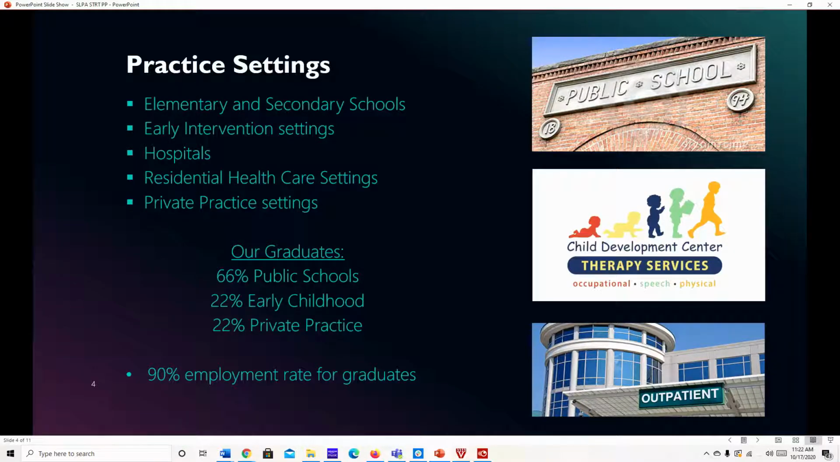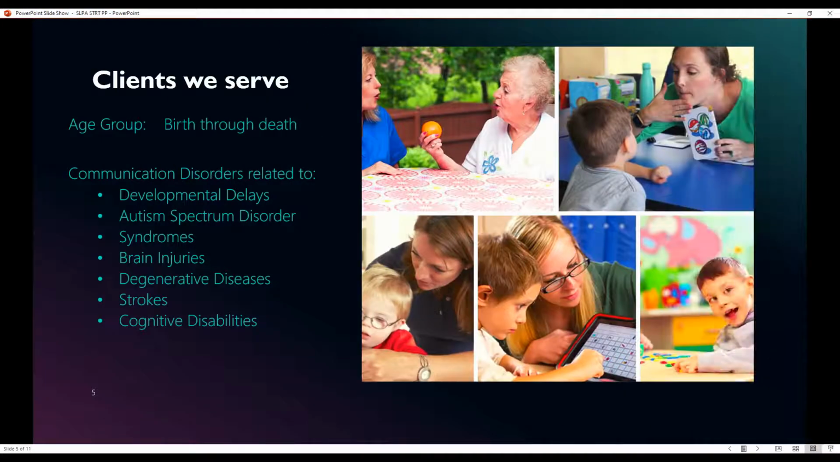Speech-language pathology assistants, or SLPAs, can work in a variety of settings. Most SLPAs work in schools or at child development centers. SLPAs can also work in hospitals or residential healthcare settings, as well as in private practice. Our graduates typically find employment working with children. SLPAs provide speech-language treatment for individuals from birth through death.